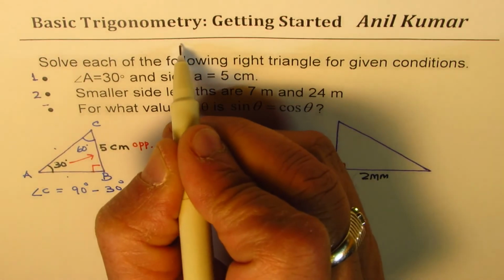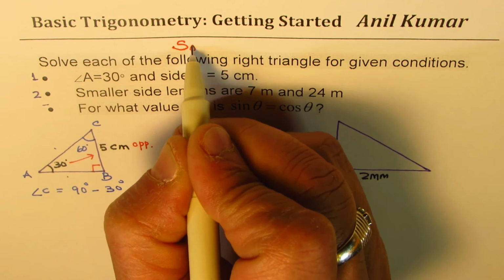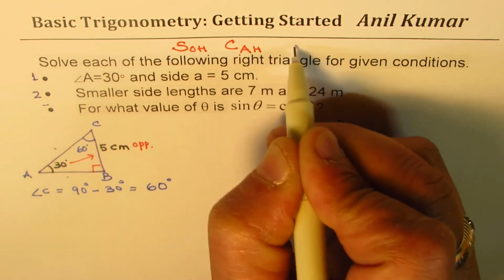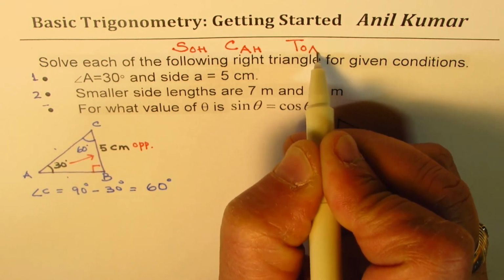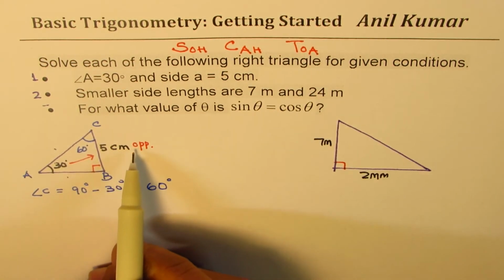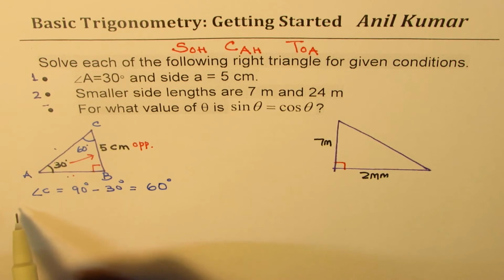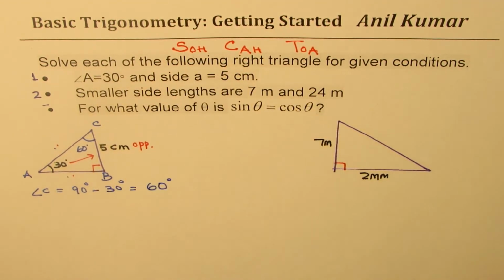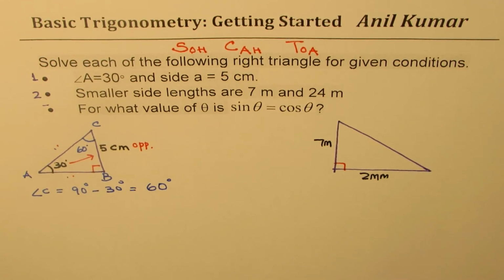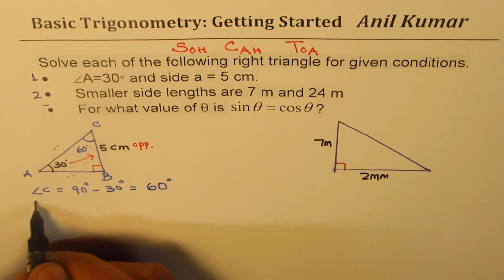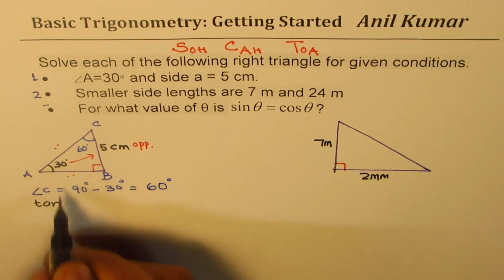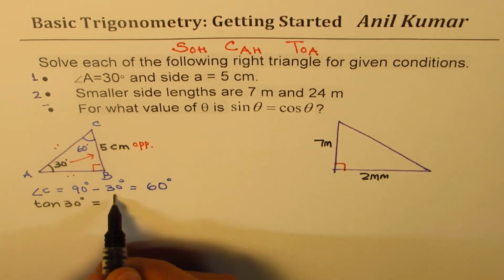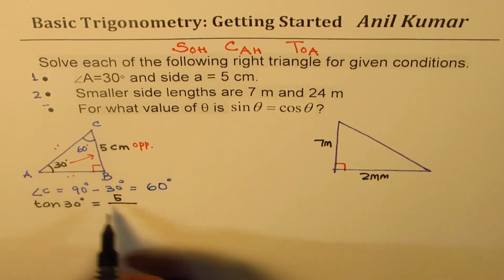Now the acronym is SOHCAHTOA. Sine is opposite over hypotenuse. Cos is adjacent over hypotenuse. Tan is opposite over adjacent. Since we know the opposite side, we can find this side using tan and the other side using sine, since sine is opposite over hypotenuse. Is that clear? So let me use tan now. So I can say tan of 30 degrees is equal to, opposite side is 5 and the adjacent is AB.